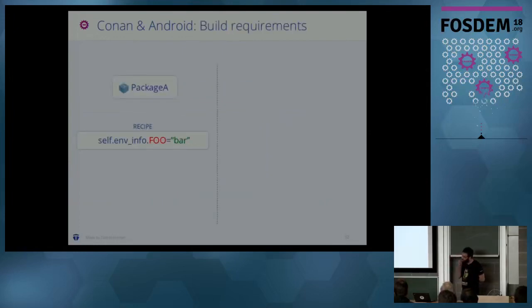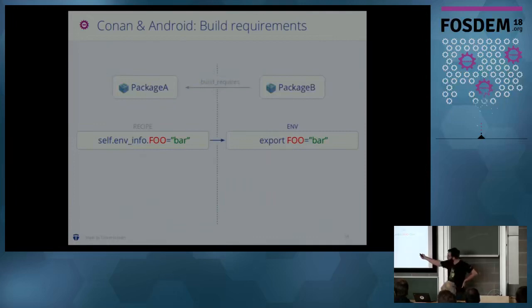But first, I want to introduce build requirements. So if you have a package A, which in its recipe is declaring self.env_info.foo equals bar, and that you have a package B that declares a build requirement on the package A, during the creation of package B, it will export the environment variable inside the environment of your shell. So inside package B, you could do echo $foo, and you have bar.